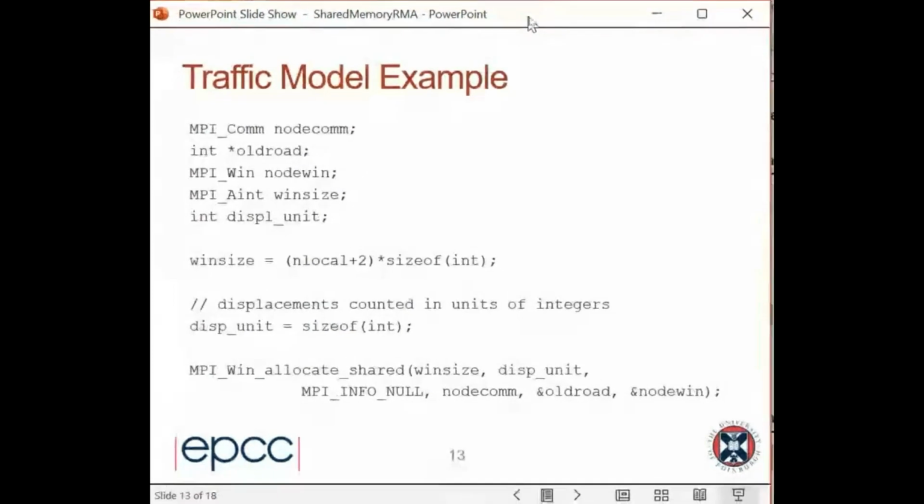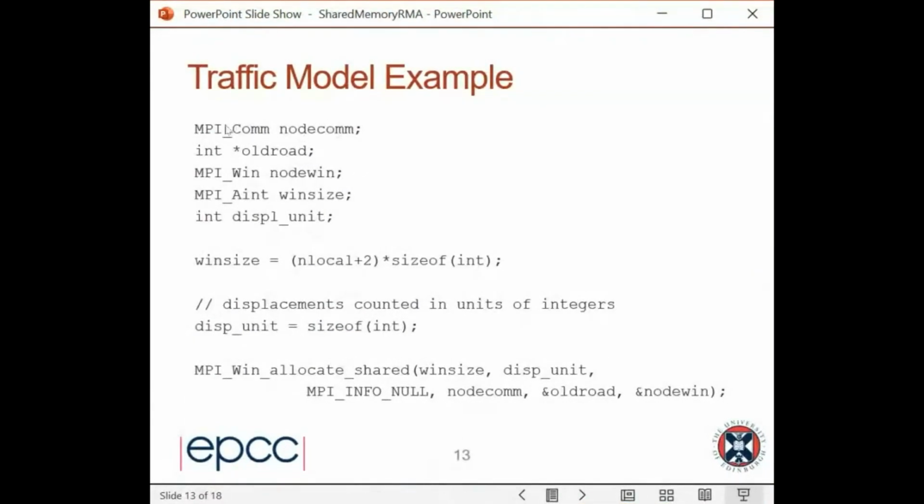So in the traffic model example, we do MPI_Win_allocate_shared with node_com, int old_road, node_win, size and displacement unit. So the win size is basically we want to have an array of size n_local plus 2. Now, this is slightly confusing, but I'm assuming here that all the local arrays still have halos. That's because the ones at the end will still need to do send and receive.